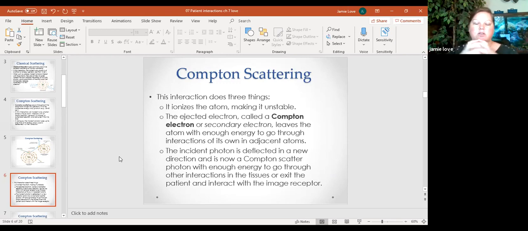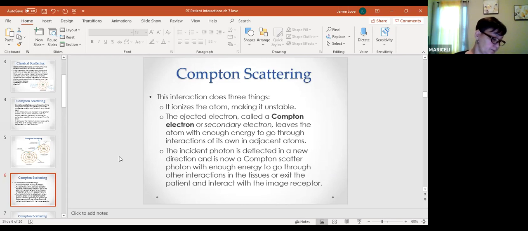We are mainly only concerned about the primary interaction. This incident photon, that means the incoming photon, comes in, is deflected in a new direction, and it is now called Compton scatter. It loses 1/3 of its energy. That photon can go through and interact with other tissues, or it can come out of the patient. It could also come to the image receptor, depending on whatever direction it was when it was scattered.